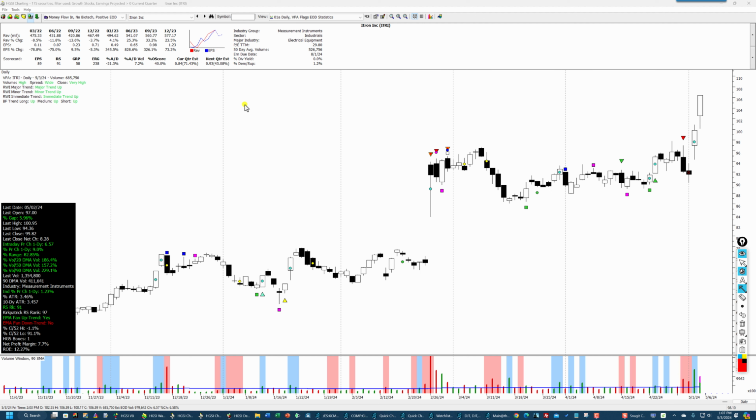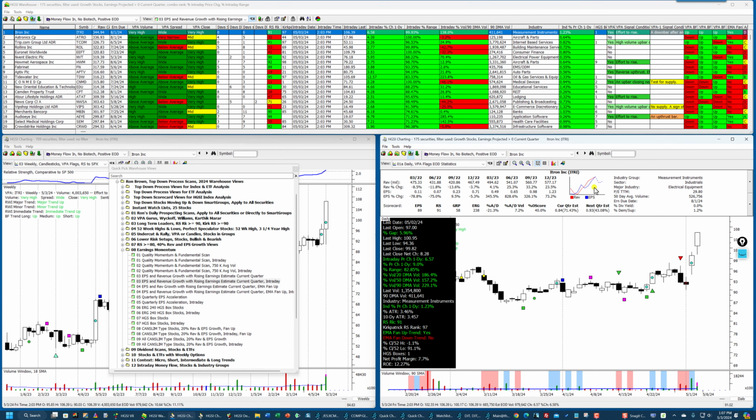71.43%. Now this stock has had a long base and it just broke higher yesterday, and it could go a lot higher after this base, but it's really tough to chase these unless you catch them right here.